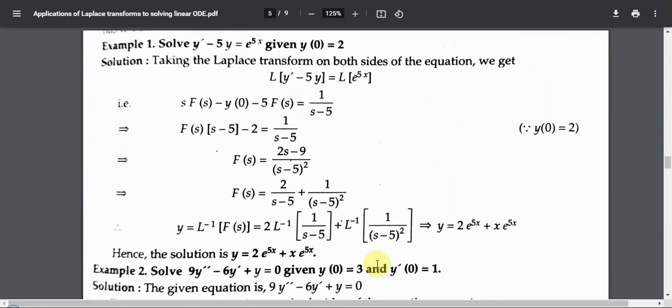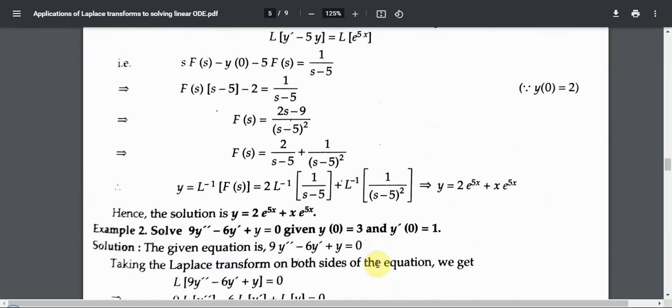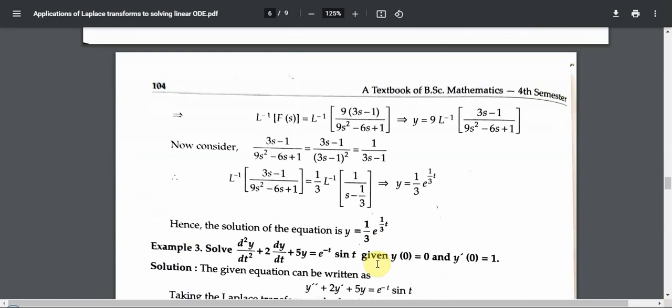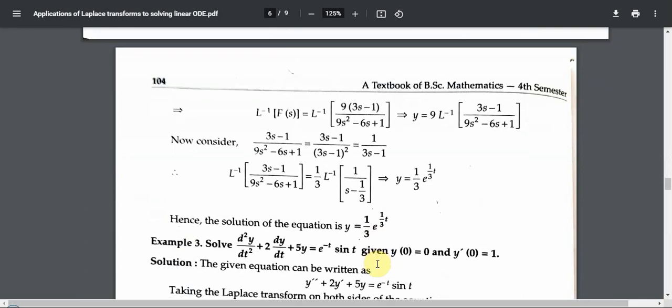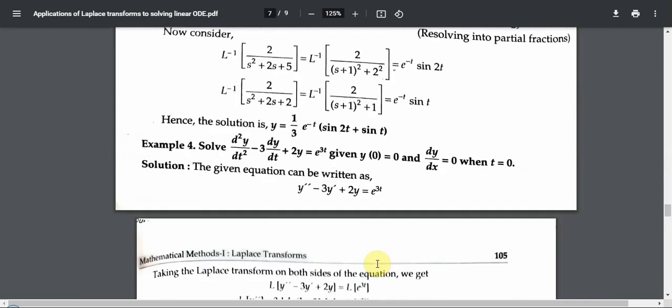Similarly, I have put some examples from the textbook for your reference. Go through those examples. There are simple examples and you can understand further how to find the Laplace transforms of differential equations. Solution of differential equations using the Laplace transform method.